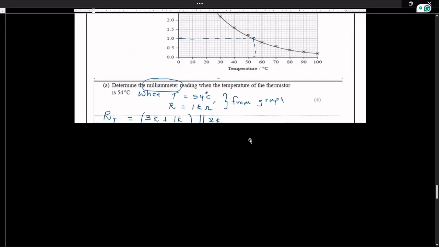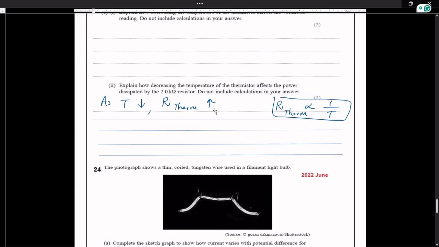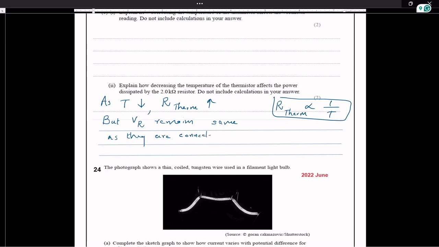Whatever be the value of the resistance, whether it is increasing or decreasing, the voltage drop across R remains the same, as they are connected in parallel.